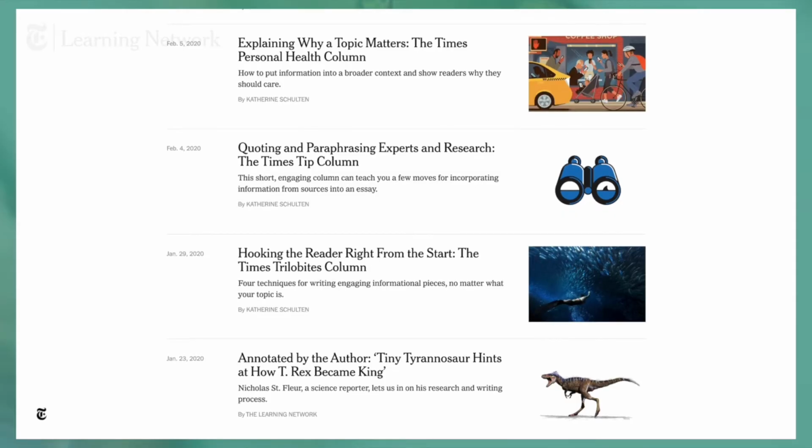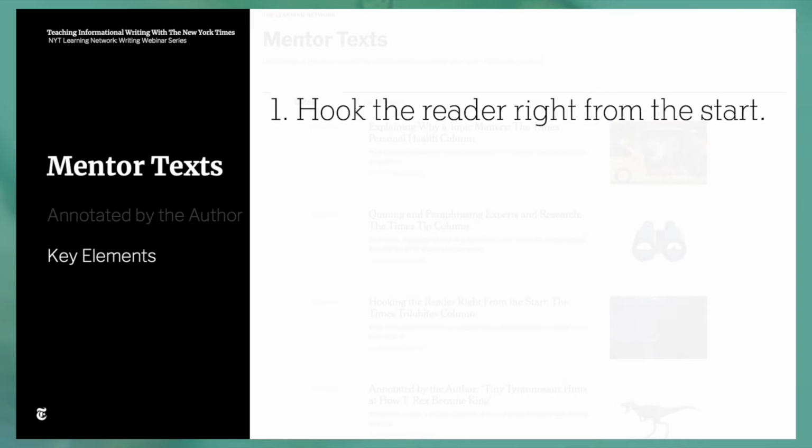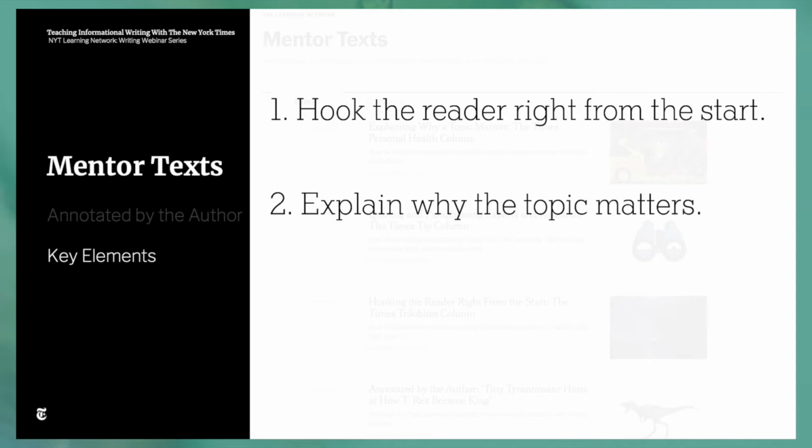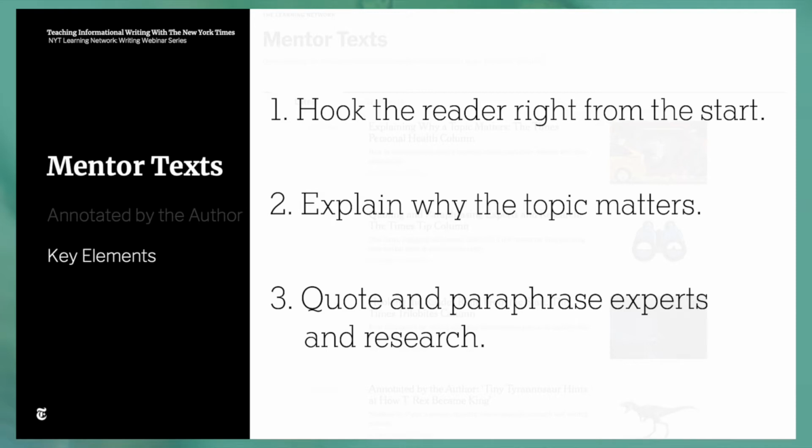Another thing that we have are mentor text lesson plans. These explore essential elements of different genres, and these lessons invite students to analyze this specific element in Times articles and then try it for themselves. So for our informational writing unit, we look at 3 key elements. The first of those is hooking the reader right from the start. Another one is explaining why the topic matters. And then lastly, we have quoting and paraphrasing experts in research.